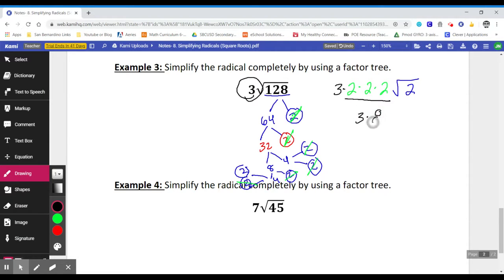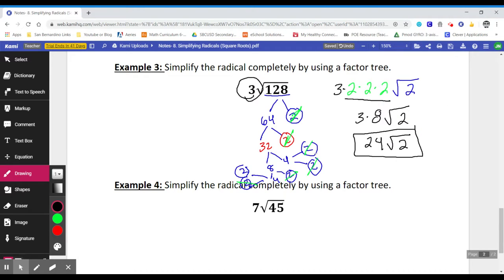So I'm going to be left with 3 times 8 here on the outside and then square root of 2 on the inside. When I multiply the two terms together, it is 3 times 8, which is 24. And then finally, I get square root of 2 on the inside. So my final simplified radical is 24 square root of 2.